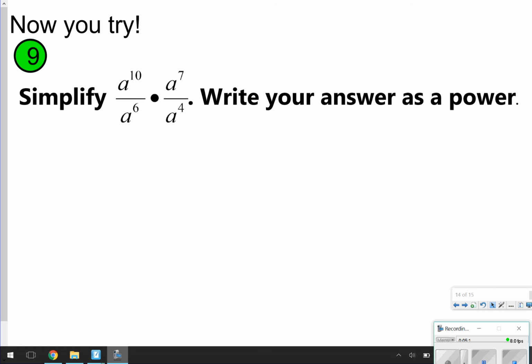All right, so this last one you're going to try, make sure though that you can combine the top exponents and the bottom before you subtract. Or maybe you could subtract first, then combine. So go ahead and take the time now to pause and try.